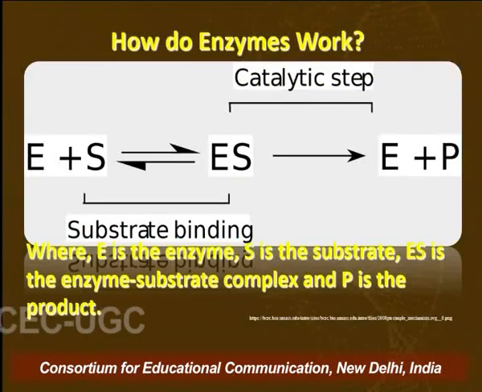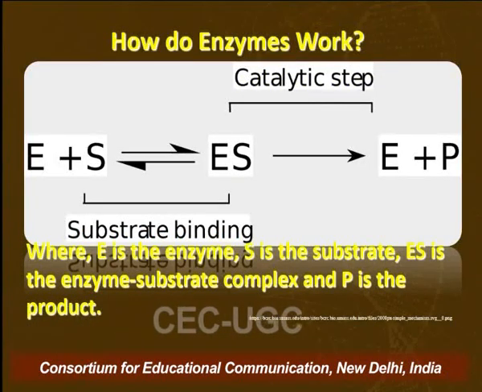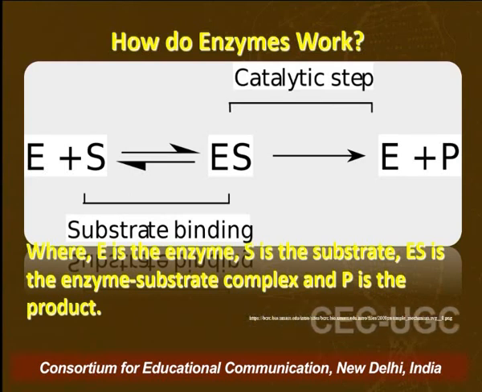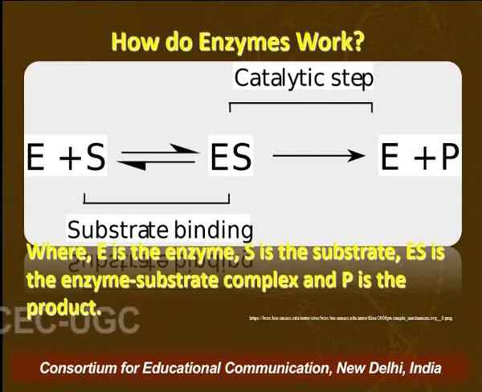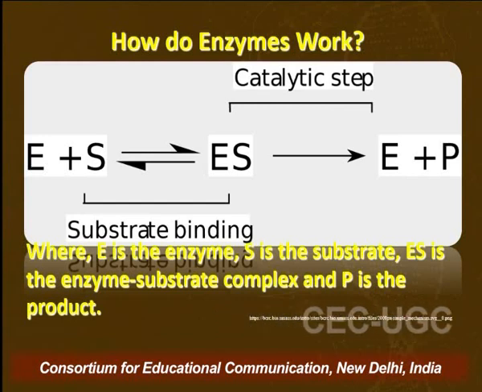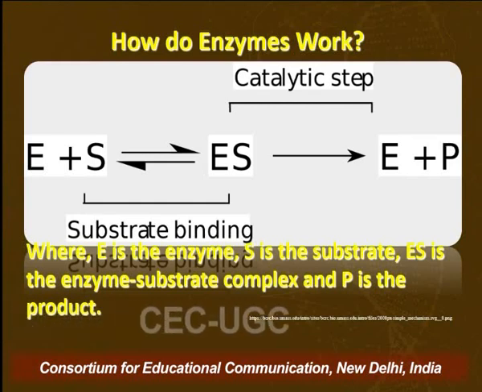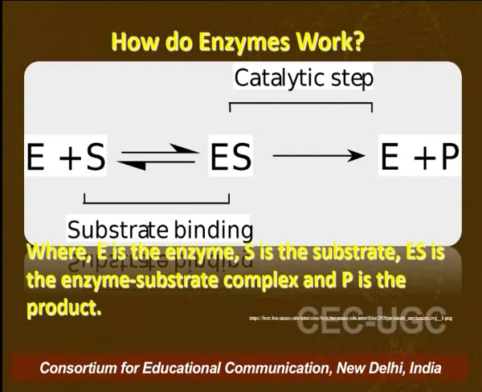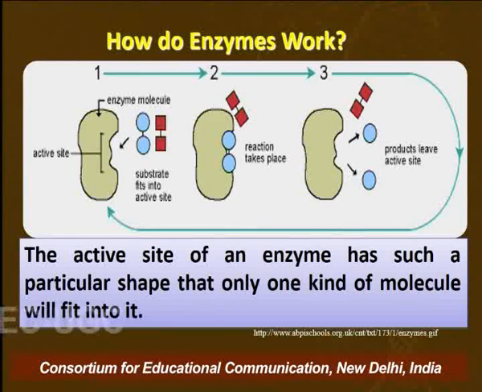Now over here, this particular reaction shows how the enzyme works. The free enzyme binds to the substrate to form the enzyme substrate complex. Then the catalytic step starts taking place, and finally the enzyme and the product are formed. So the ES complex is many a times called a transient state molecule, because it can go back to form the enzyme and the substrate, or it can further move into the catalytic step to form the enzyme and the product over there.